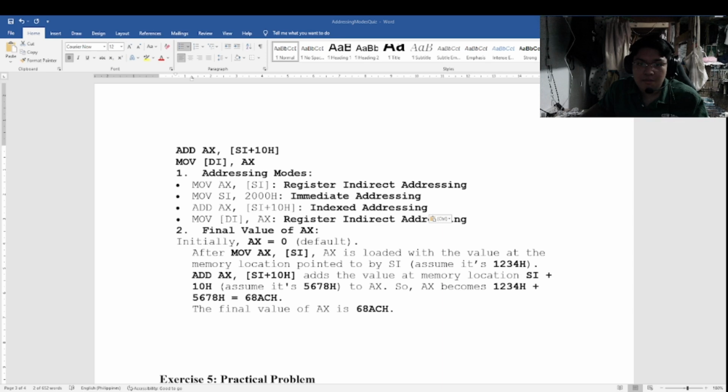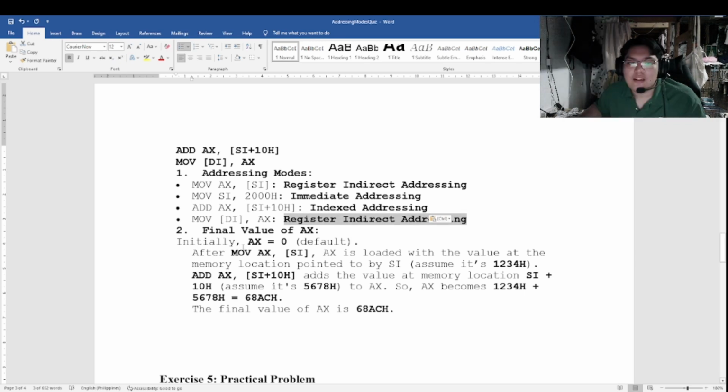And lastly, for number 4, which is MOV [DI], AX, it uses register indirect addressing because the instruction stores the value of AX to the memory location pointed to by the DI register. So this is another example of register indirect addressing because the DI register contains the address.